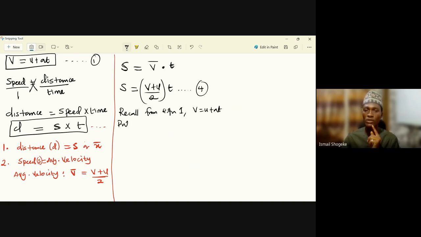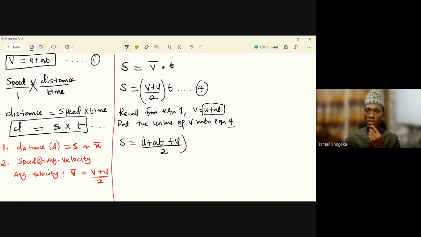Now, put the value of V into equation 4. So we are going to put what V is, U plus at, into equation 4. So S equals, now instead of writing V, we're going to change that to U plus at because we know what the value of V is. (U plus at plus U), then divided by 2, multiplied by t. Now this is a U, this is a U. We can add them together. So we say S equals, U plus U, 2U plus at, over 2 multiplied by t.